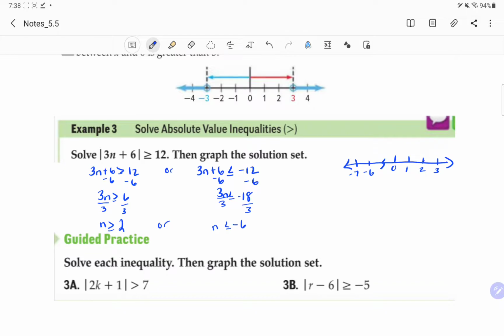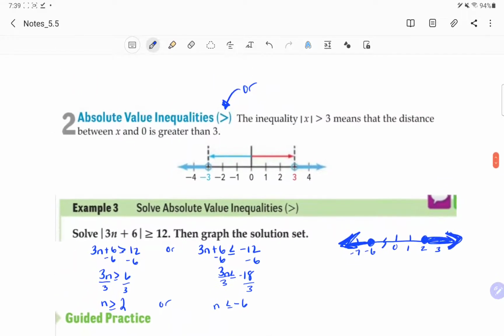So I have a closed circle on 2. And I'm going to shade to the right because I want numbers that are larger than 2. I have a closed circle on negative 6. And I shade to the left because I want numbers that are smaller than negative 6. So you can see these are going away from each other. And they should be, because if we have a greater than sign, we have an or situation.